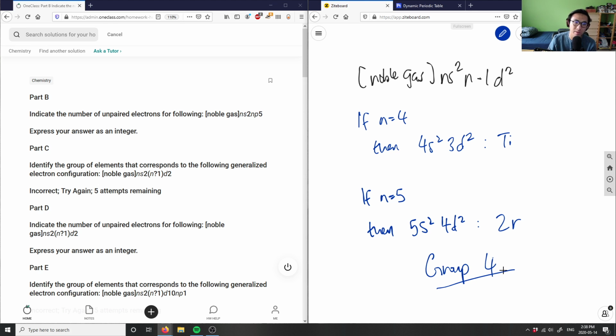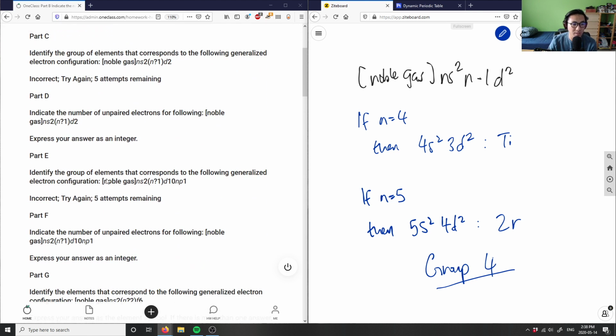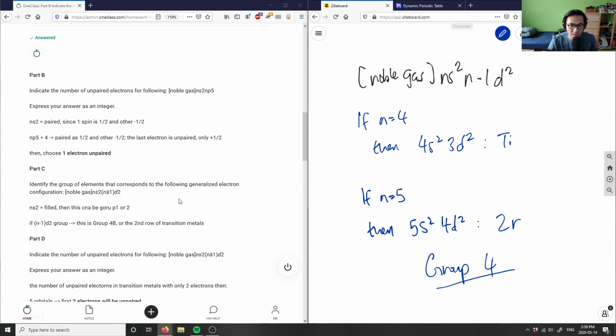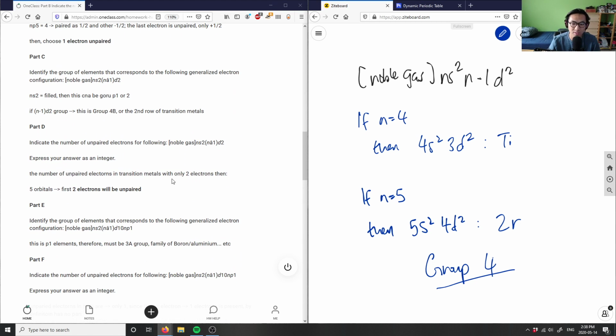So the solution here is correct. Okay, I'm not going to do parts D, E, F, G, and H. I'm just going to look at the solution to explain what they're doing here, for the sake of time. Again, I have ns2, this is (n-1)d2. It's asking us how many unpaired electrons in this case. So here, the first two electrons are unpaired, right?